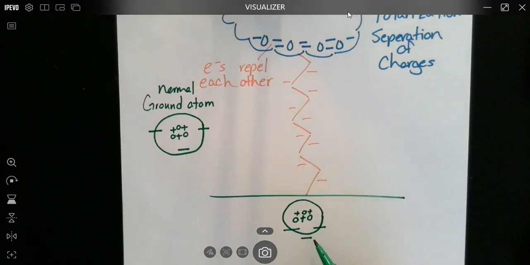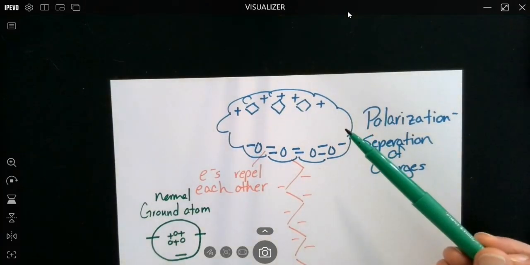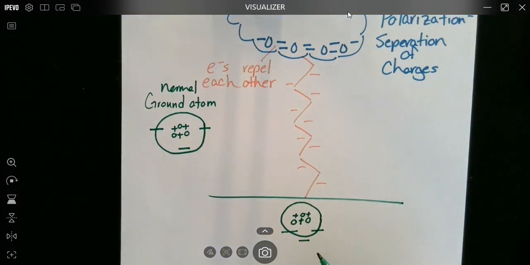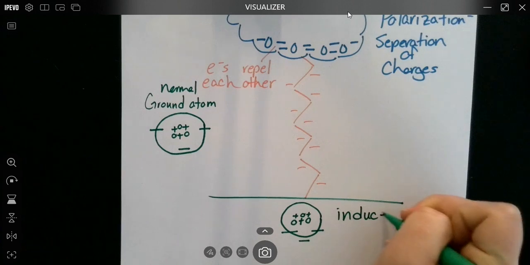So again, these guys, their electrons cannot come off their atom. These guys could. The difference is this is a conductor, meaning its electrons are allowed to move. These guys are insulators. Their electrons are not allowed to move. They're only allowed to shift in the atom. We call this induced polarization.